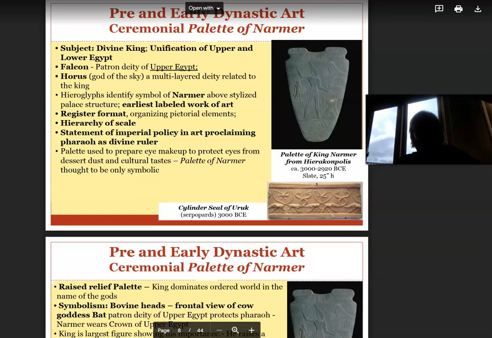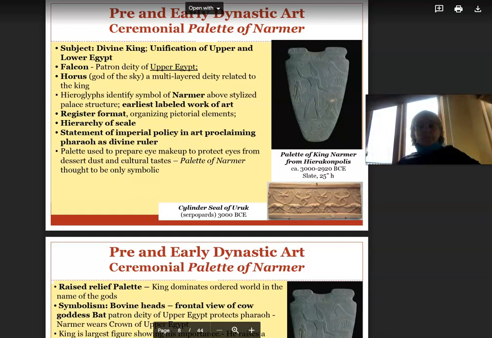The falcon depicted near the king was symbolic of Upper Egypt. Remember, that was at the bottom, more central to Africa. Horus, the god of the sky, is depicted there. There are hieroglyphics that tell the story of the unification of Upper and Lower Egypt. So be aware when you're looking at the palette of King Narmer to look for those symbols.